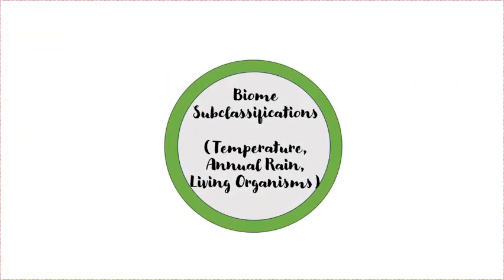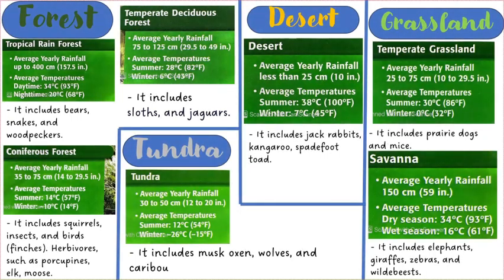Biome subclassifications regarding temperature, annual rain, and living organisms. Those are the four major classes: forest, tundra, desert, and grassland. The tropical rainforest rainfall is up to 420 meters, but the temperature in daytime is 34 Celsius, nighttime 20 Celsius. It includes bears, snakes, and woodpeckers as living organisms.